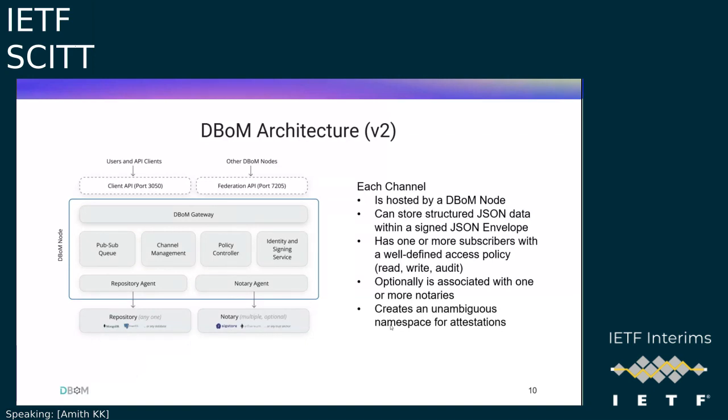So it also creates an unambiguous namespace for attestation. Since every DBOM node essentially exists as a service that is reachable under a specific DNS entry, let's say node1.attestations.unisys.com, every single channel and every single attestation on a channel has a specific identity that can be reached. Essentially, it has a URI.